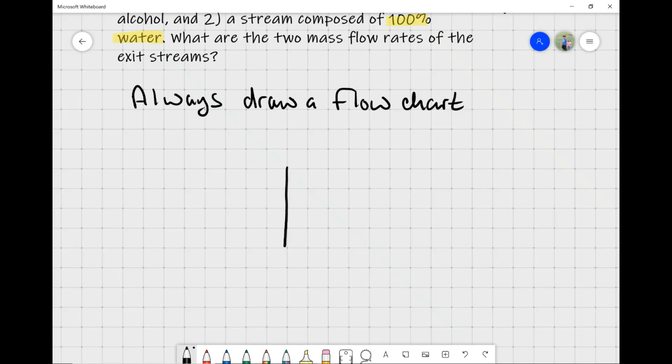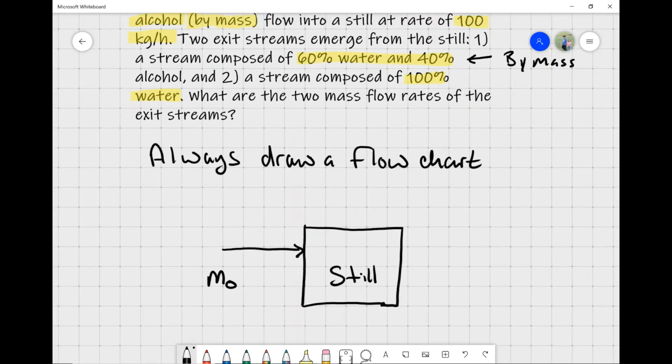You can typically use a little box to identify your system. And so this is the still. And if I had heat or something and I was doing an energy balance problem, I may indicate on the chart where the heater is or that kind of thing. So we know our input stream, and I'm going to call it M naught here.